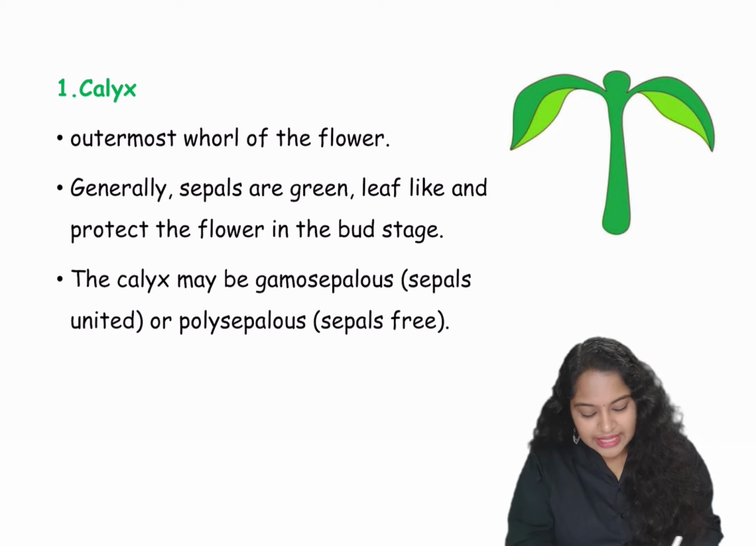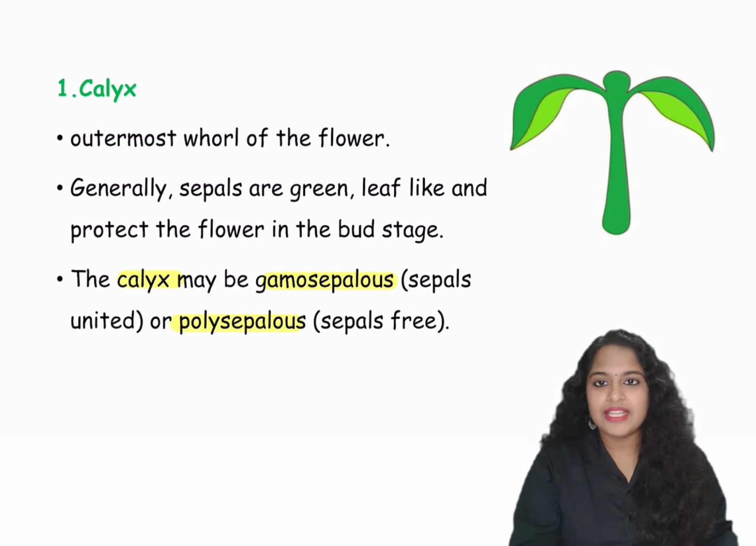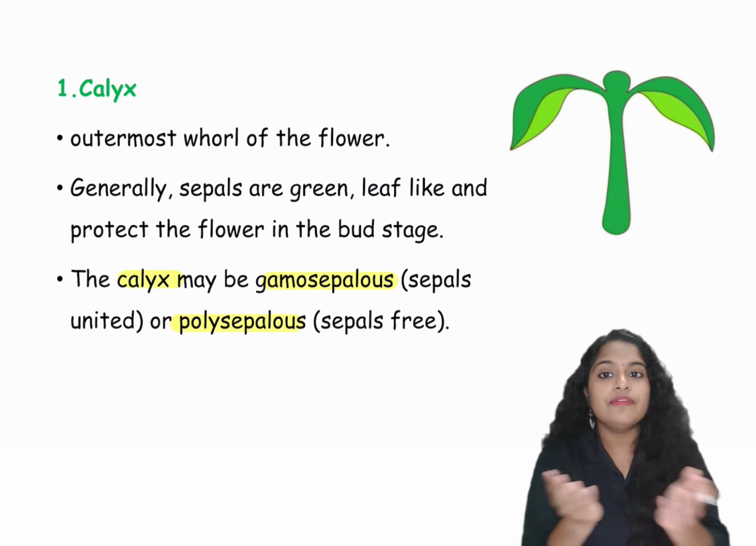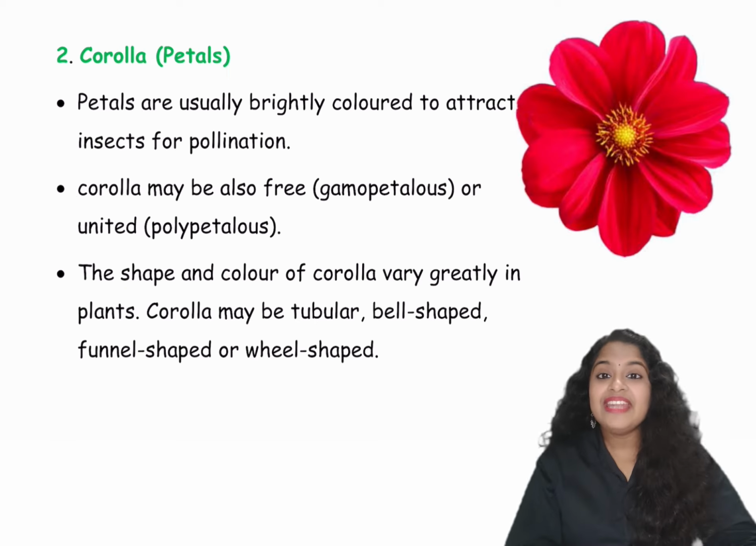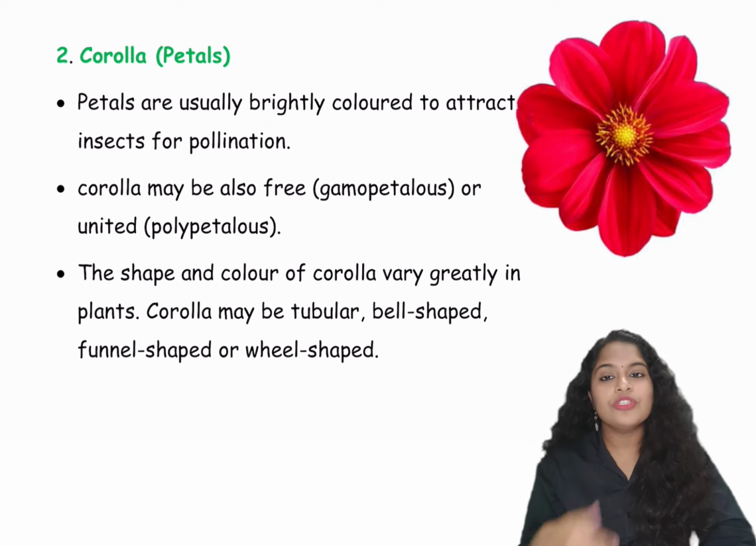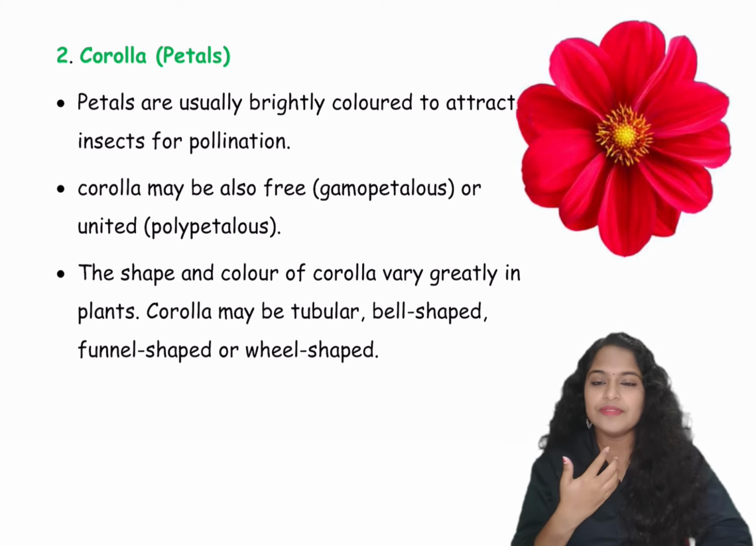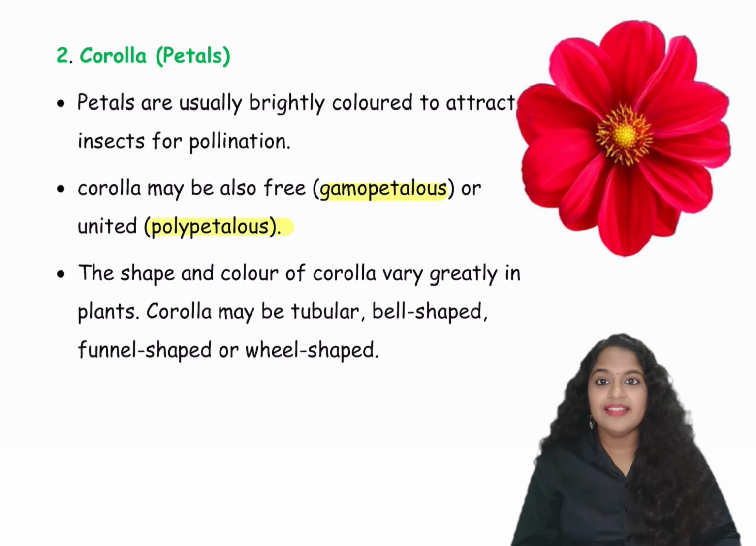The calyx is of 2 types. One is gamosepalous and the other one is polysepalous. When the sepals are fused into one, it is called gamosepalous, and when the sepals are free, that is called polysepalous. Next is the corolla. They are also called petals. These are the brightly colored parts of the flower and are used for attracting pollinating agents for attaining pollination. The corolla may be free or fused. The shape and size of the corolla vary greatly in different plants.